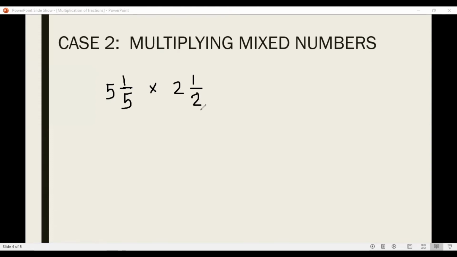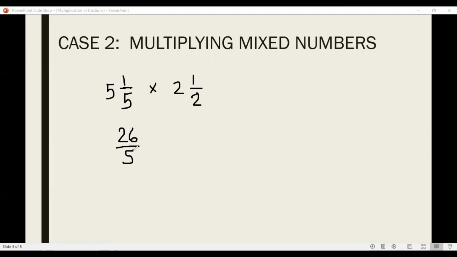Now, the main thing that we have to remember when we are multiplying mixed numbers is the lesson on changing our mixed number to an improper fraction. You have to express your mixed number in such a way that we will only have the numerator and the denominator. So when you change 5 and 1/5, we multiply 5 times 5, that's equal to 25, plus 1 is 26. So the 5 and 1/5 now becomes 26 over 5.